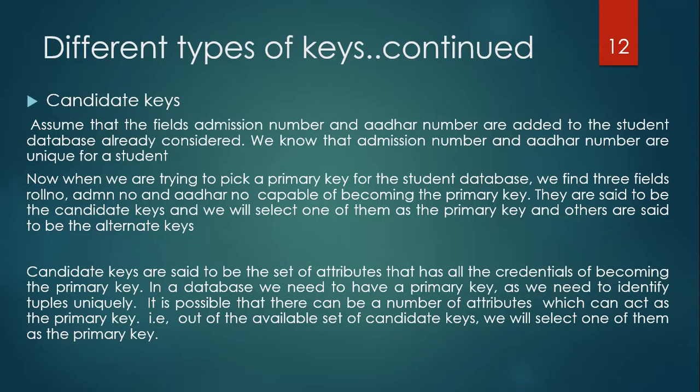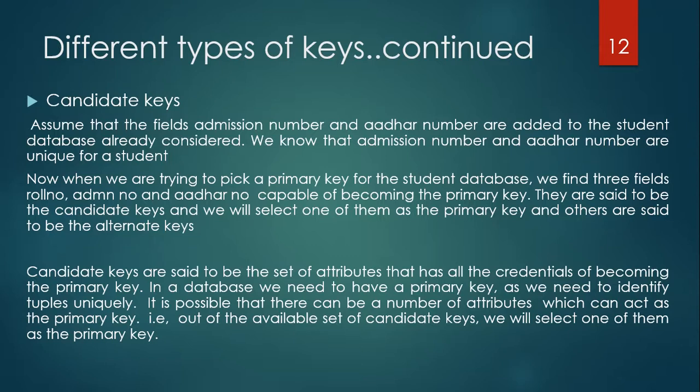ഏതൊക്കെ, the admission number and Aadhaar number. So assume that the fields admission number and Aadhaar number are added to the student database. Already ഉള്ള ആ സ്റ്റുഡൻറ്റ് ഡേറ്റാബേസിലേക്ക് രണ്ട് ഫീൽഡും കൂടെ ആഡ് ചെയ്യാം, അഡ്മിഷൻ നമ്പറും ആധാർ നമ്പറും. നമുക്കറിയാവുന്ന കേസ് എന്താണ്, അഡ്മിഷൻ നമ്പർ ഈസ് യുണീക്ക് ആസ് വെൽ ആസ് ആധാർ നമ്പർ ഈസ് ഓൾസോ യുണീക്ക്.